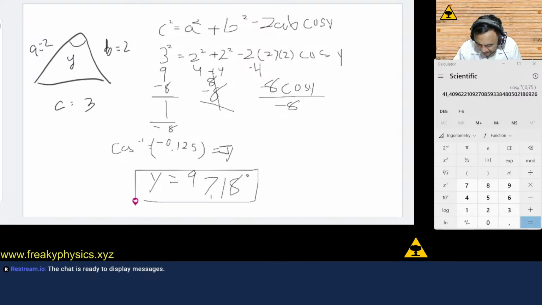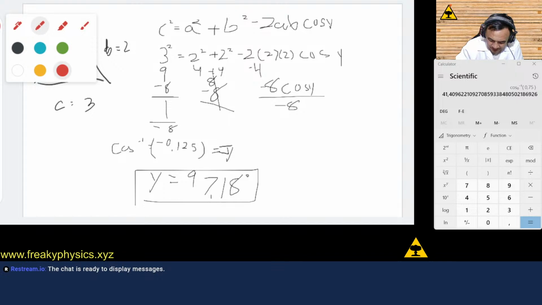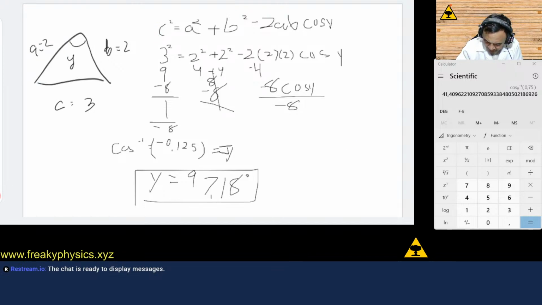Let's take a look. I'll confirm the working first. So far this is correct. Minus 2ab cosine y, correct. So C would be 3. 2 and 2 are correct, and then 2, 2, 2 are correct here again. Cosine y. 3 squared is 9. This is going to give you 8. So this gives you 1. 2 times 2 times 2 is again 8, but this negative makes that negative. Correct.